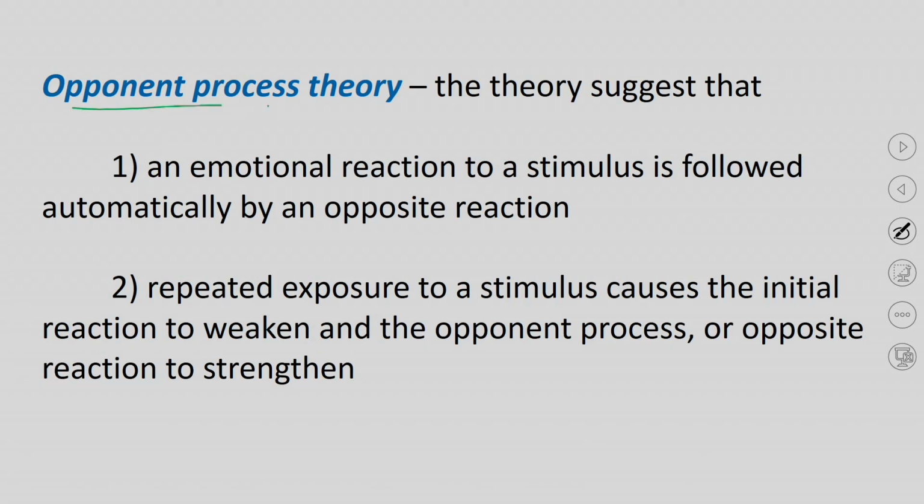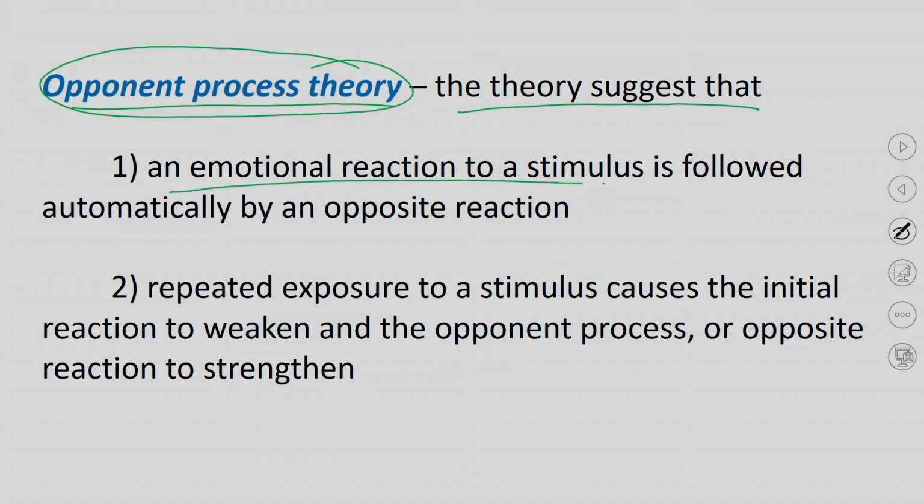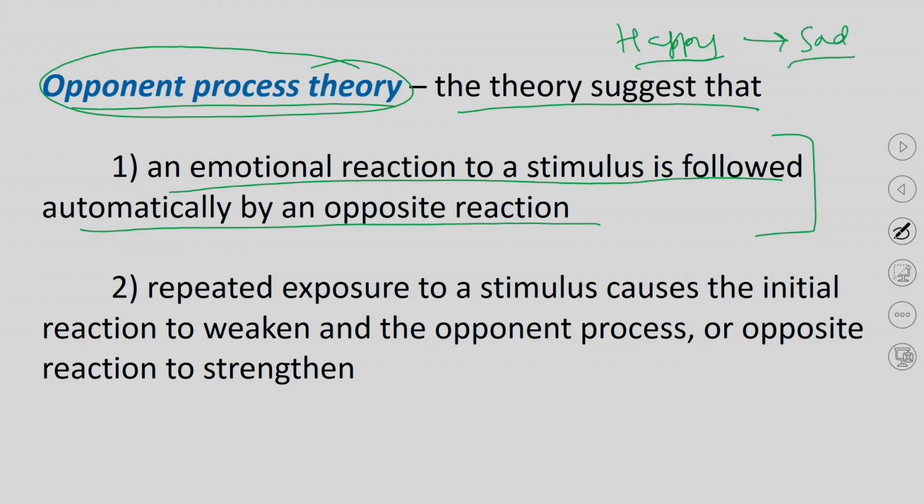And the last theory that we discussed today is called the opponent process theory. And what is this theory? It is a very simple theory. The theory suggests that an emotion's reaction to a stimulus is followed automatically by an opposite reaction. What does it mean? It means that if we feel happy, the happiness is immediately filled with sadness.